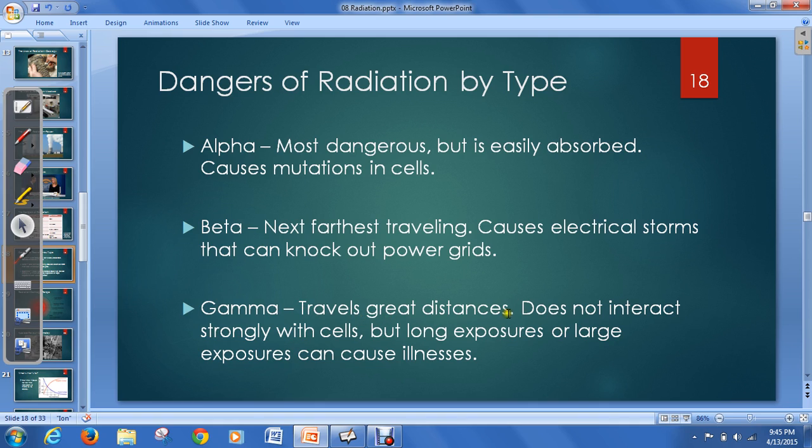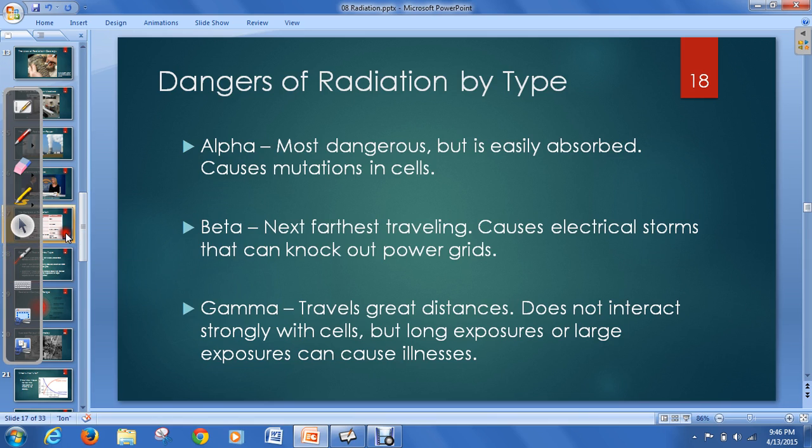Okay, it travels great distances. You can't really block it. Okay, it doesn't interact strongly with cells, so you may not even realize that you're being hit with it. But it's those long exposures and those large exposures that cause the illnesses we were looking at. Okay, so even though alpha really is the most dangerous, I consider gamma to be the most of the problem. Okay, it's going to cause the most problems for people health-wise.